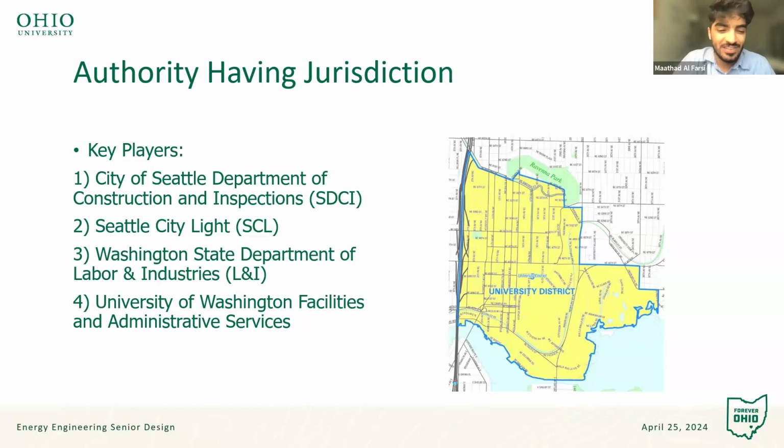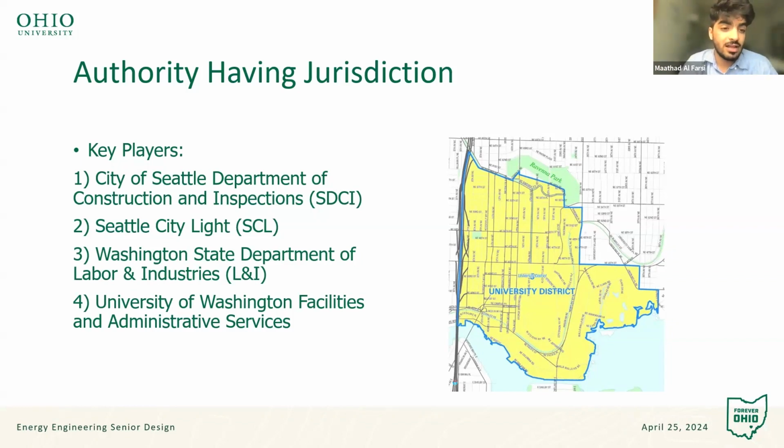Sorry. So in our development plan, we focused on authority having jurisdiction. As you can see in the map, the University of Washington is located in the University District, and there are 4 main departments that sit as authority having jurisdiction. First, the City of Seattle Department of Construction and Inspection, that's responsible for granting the building permit, electrical permit, and land use permit.